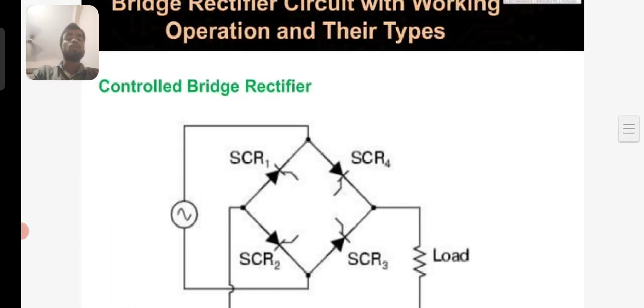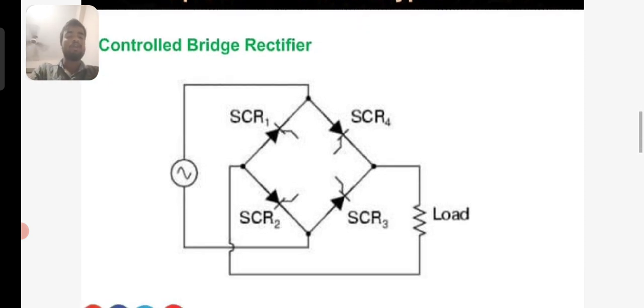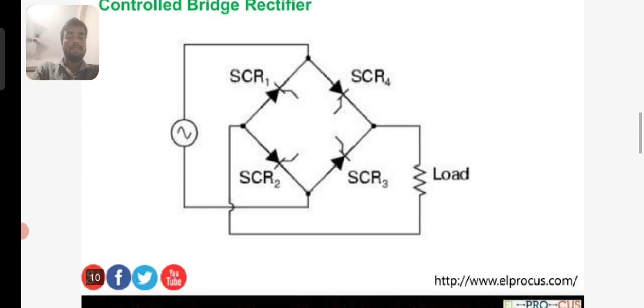Here is the diagram of a controlled bridge rectifier. They are SCR1, SCR2, SCR3, SCR4. They are the diodes, consisting of SCRs, and connected to a load and voltage.